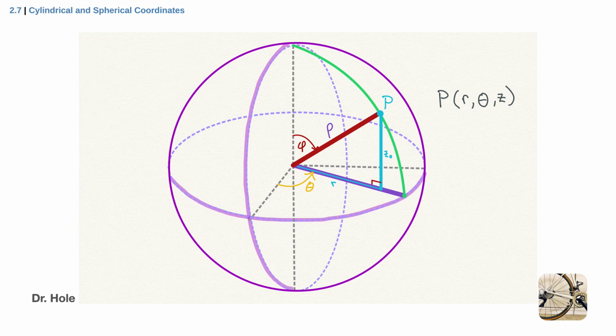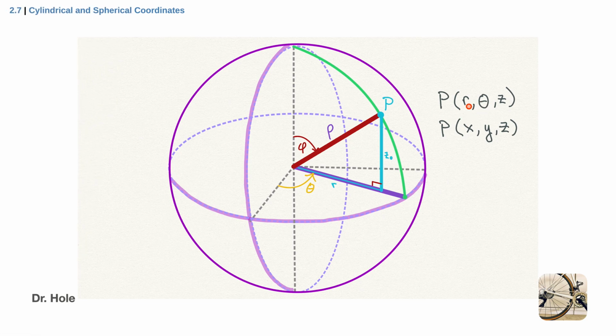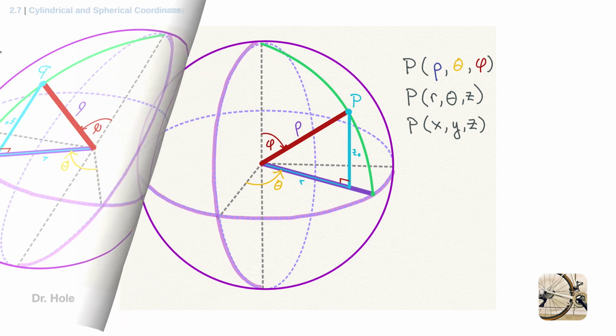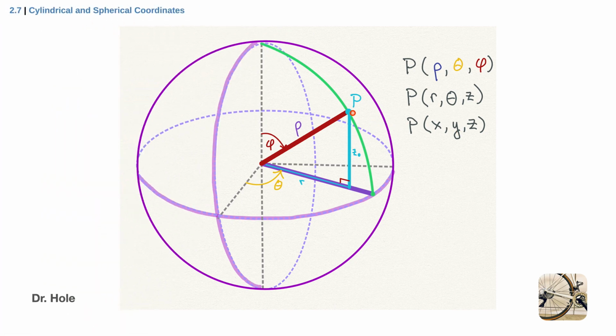In this picture, we already have an r, a theta, and a z. Those are exactly cylindrical coordinates. We know that given cylindrical coordinates, we can convert into rectangular coordinates. In this picture, we're able to identify a point P by specifying a rho, a theta, and a phi. These are exactly the variables of spherical coordinates.